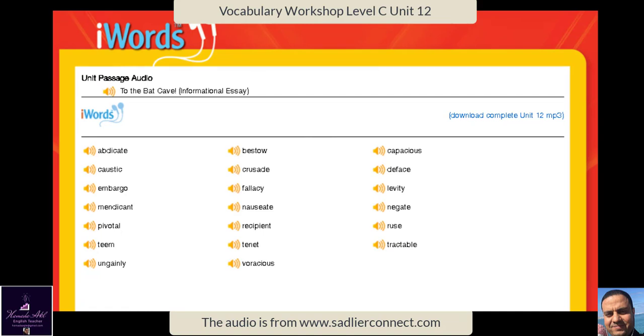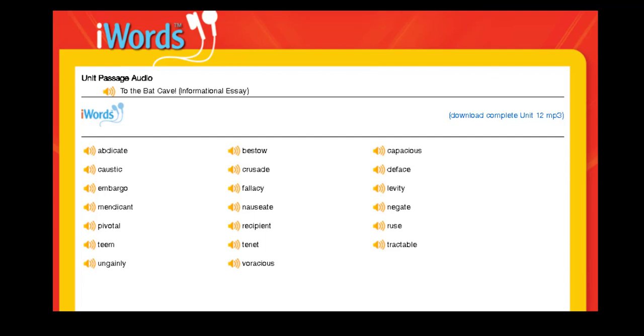Now let's go over the pronunciation of the words in Unit 12. They are pronounced like abdicate, bestow, capacious, caustic, crusade, defaced, embargo, fallacy, levity, mendicant, nauseate, negate, pivotal, recipient, ruse, teem, tenet, tractable, ungainly, voracious.